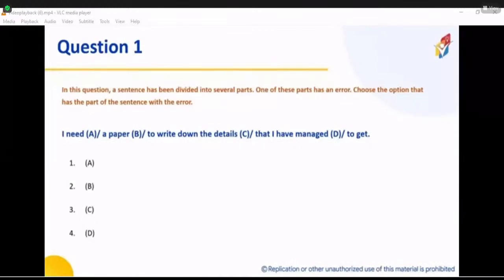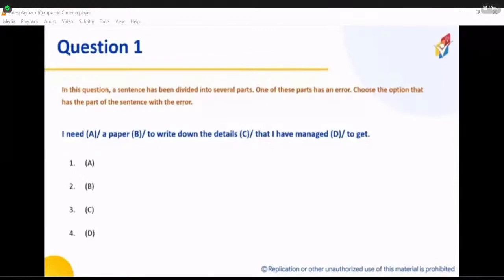It's very important that you read the instructions for all the questions on verbal ability, because unlike in math or other areas, there is a whole lot of question types we have on verbal ability. So please do not ever answer a question, even if it looks familiar, without reading the instructions. Let's get started. So it says, I need a paper to write down the details that I've managed to get.